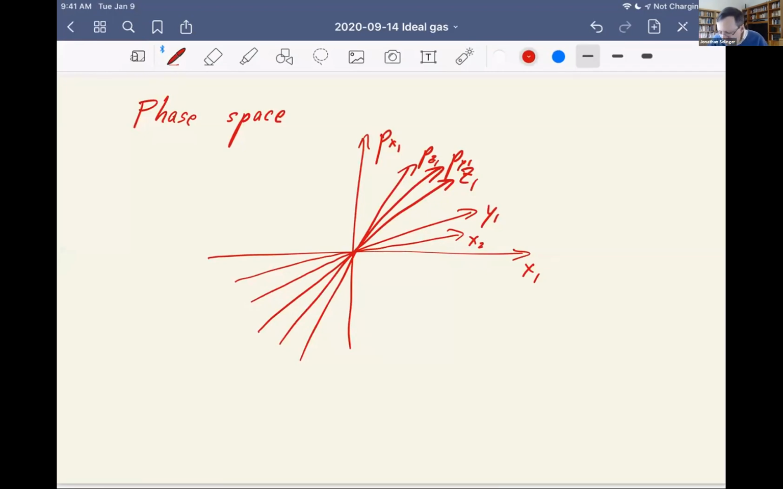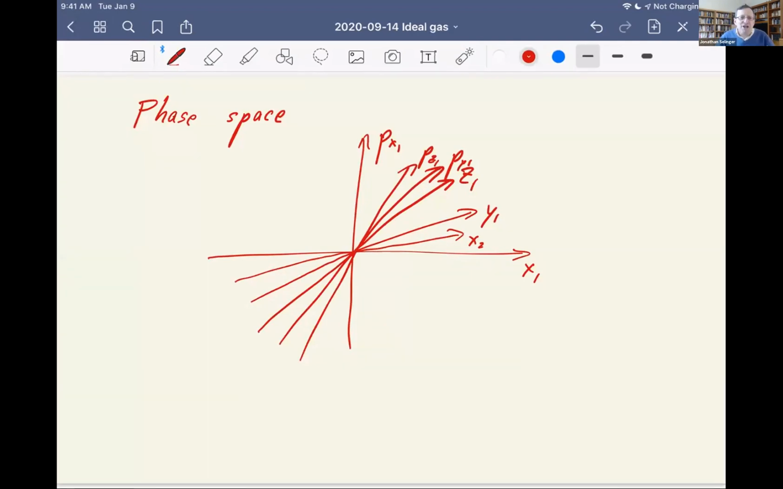Now, this is not very practical in practice, right? I mean, if we have 10 to the 23rd particles, we will have 6 times 10 to the 23rd axes. I'm not going to be able to draw all those things on my 2-dimensional whiteboard.